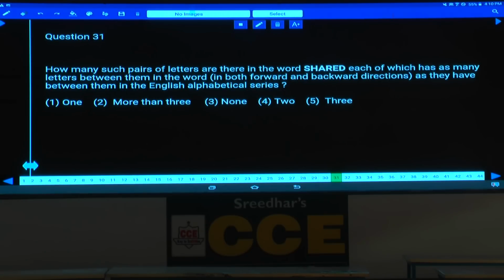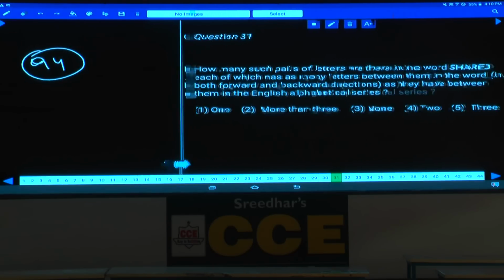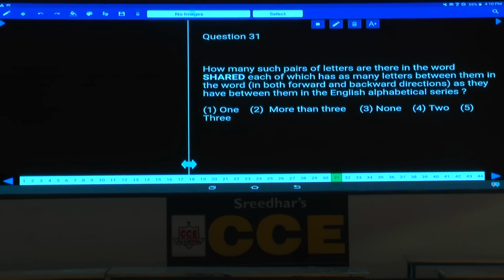Now paper number 94. Now in this paper number 94, question number 31. How many such pairs of letters are there in the word shared, each of which has as many letters between them as they have in the English alphabet, isn't it?